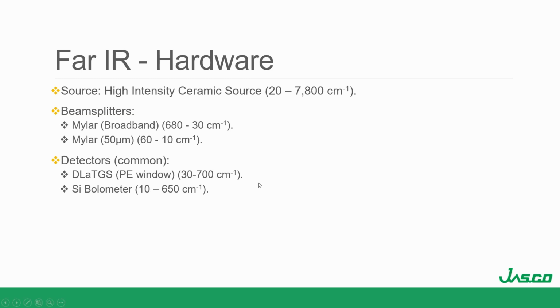The detectors, you can use a DTGS with a polyethylene window that goes from 330 to 700 wave numbers. Or if you need to get lower, you can use a bolometer, which goes from 10 to 650. Note on the bolometer, that's liquid helium cooled. So if you can get away with the room temperature detector, you should. Liquid helium is fairly expensive.